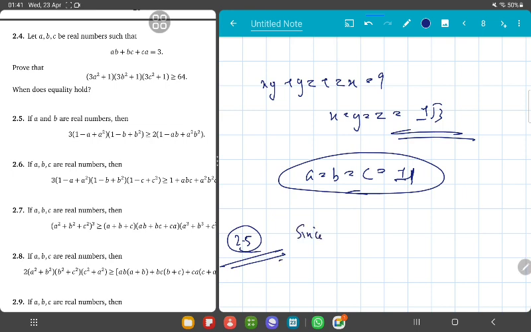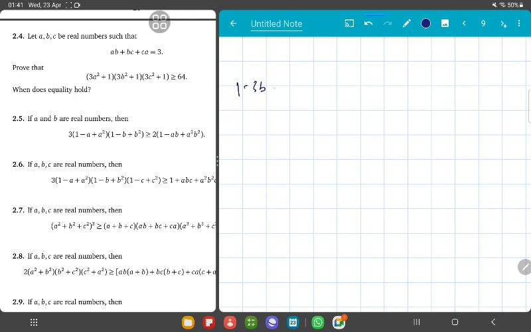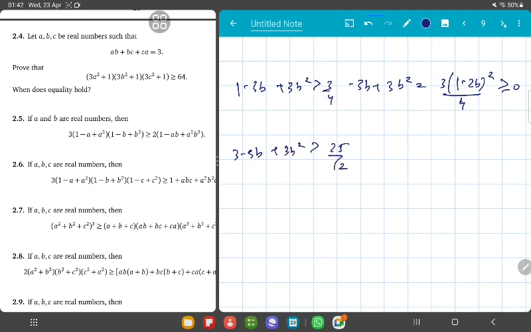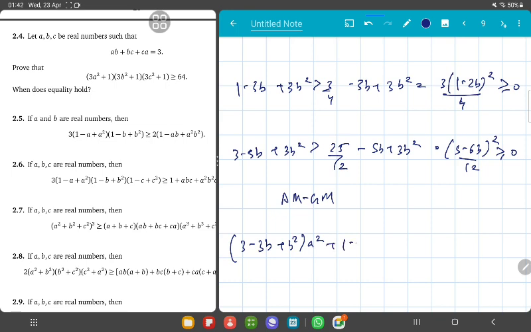Since 3 minus 3b plus b square is greater than 9 by 4, which is greater than 0, and 1 minus 3b plus 3b square is 3 by 4, which is greater than 0, and 3 minus 5b plus 3b square is greater than 25 by 12, using the AM-GM inequality we will have 3 minus 3b plus b square times a square plus 1 minus 3b plus 3b square greater than twice a times the square root of 3 minus 3b plus b square multiplied by 1 minus 3b plus 3b square.